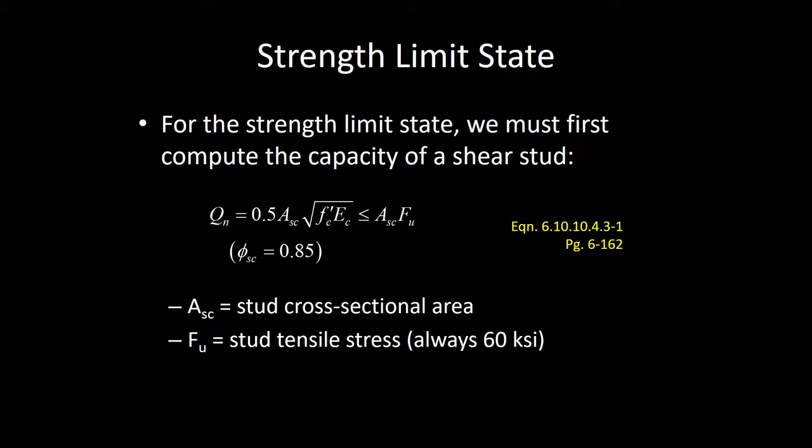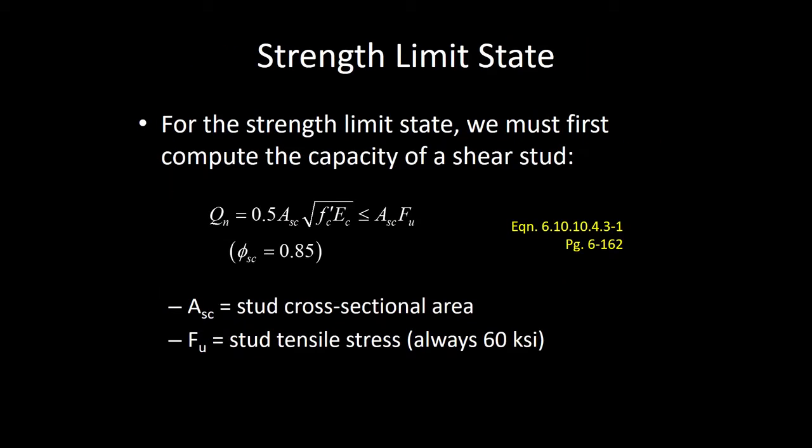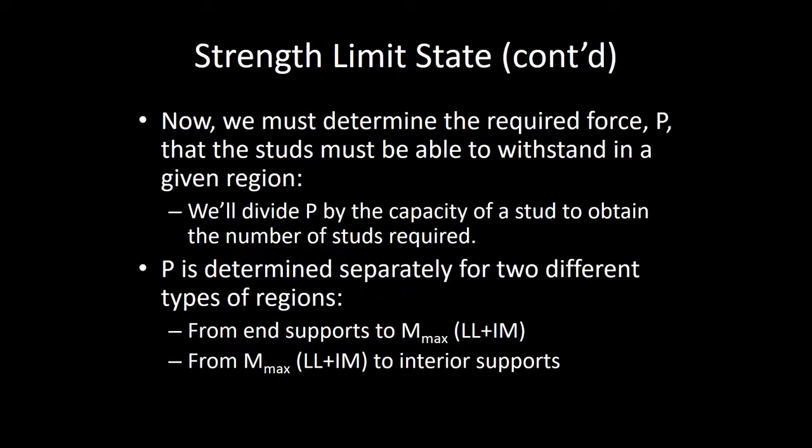So, if it's 7/8, pi over 4 times 7/8 inches squared, all right? That times the following quantity, 0.5 times the area times the square root of FC prime times EC, modulus of elasticity of the concrete. The idea is that one of 2 things is going to happen when you load a stud in shear. Either A, you fail the stud, or B, you fail the concrete. You start crushing the concrete. That's why it's a minimum of either stud capacity or essentially the deck capacity right there where the stud is. All right? Sound good? All right.